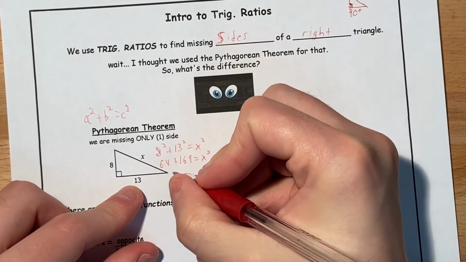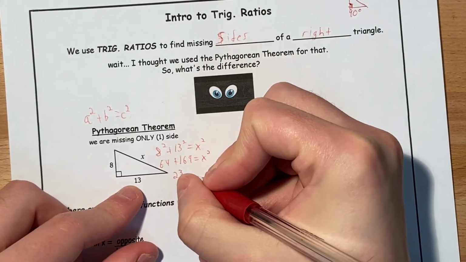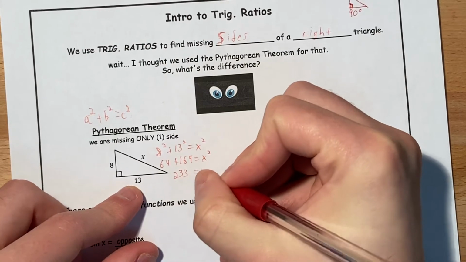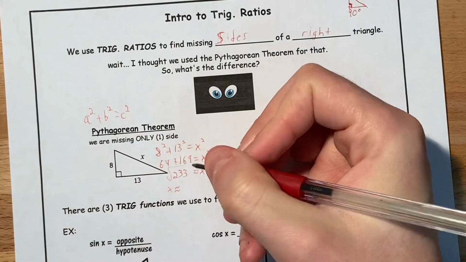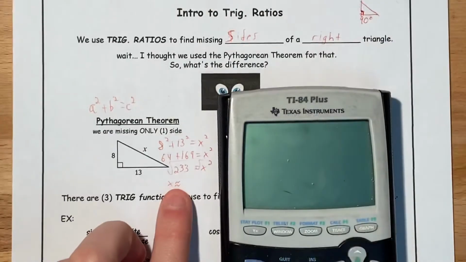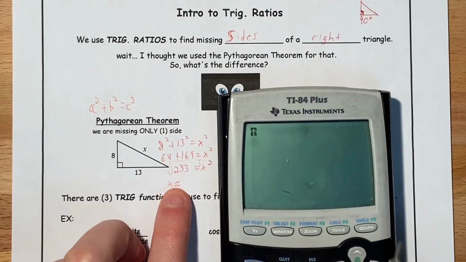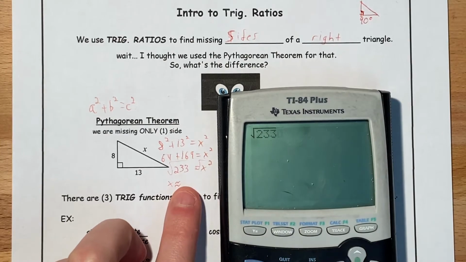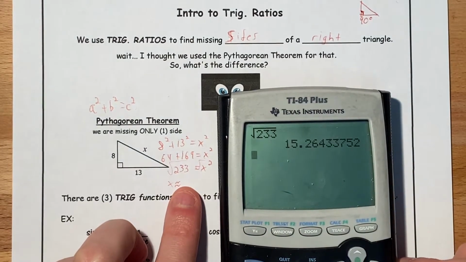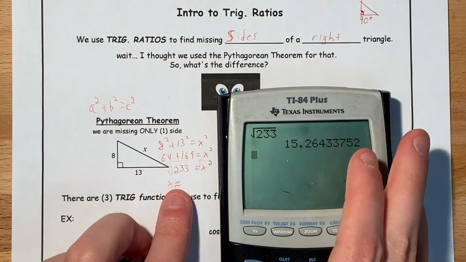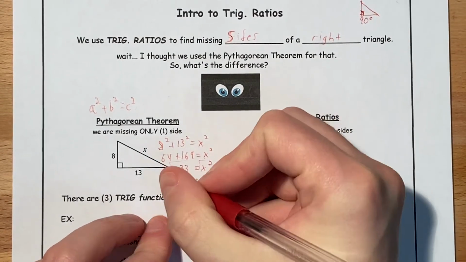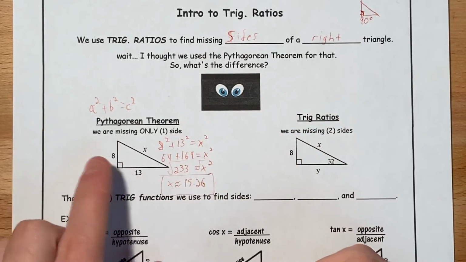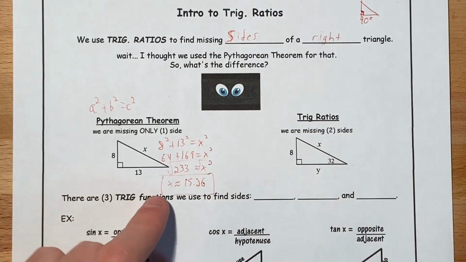So that would be 233. And then you could just square root both sides and you get an approximate value of x. So let's say square root of 233. And you could get right there, it's approximately 5.26. I'm sorry, 15.26. So you can use the Pythagorean theorem to find the third side of a right triangle.